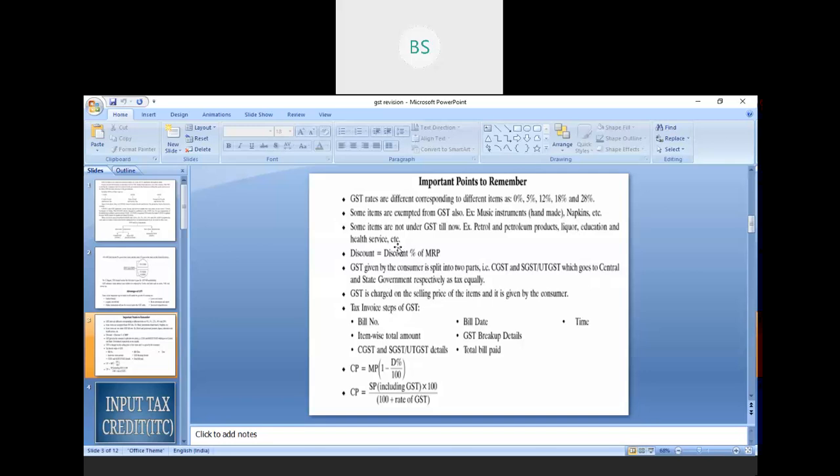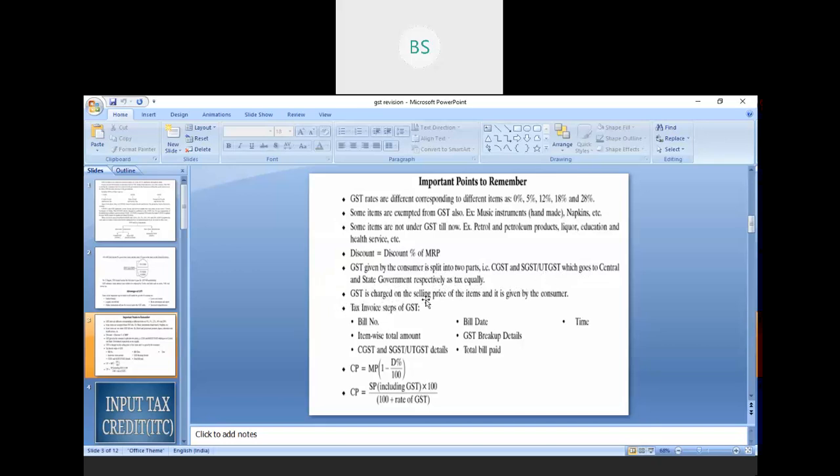We have already discussed the discount formula also, that is discount is equal to discount percentage of marked price. This is the formula for discount. GST paid by the consumer is split into two parts, that is CGST and SGST, which go to the central and state government respectively, as the tax is paid equally. So when it happens within the same state, it is given to the central as well as the state government.